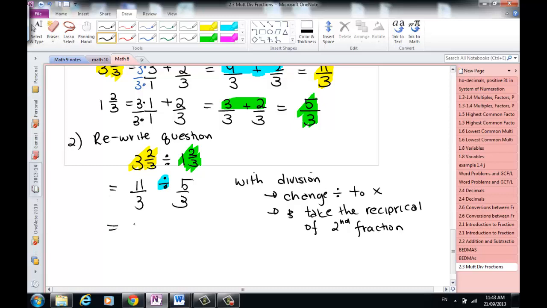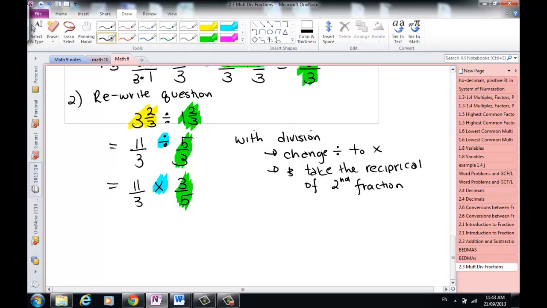So this is going to become 11 divided by 3 multiplied by 3/5. So what changed here? Notice that the division became a multiplication, and our 5/3 becomes a reciprocal. That means just to flip it, so it becomes 3/5. And now we can simplify things and multiply. Notice that we have a 3 on the top and the bottom. Therefore, I can divide them both by their common factor, which is 3. 3 divided by 3 is 1. 3 divided by 3 is 1. And I just multiply the top. 11 multiplied by 1 is 11. The bottom is 1 multiplied by 5, which is 5. And that is our answer.